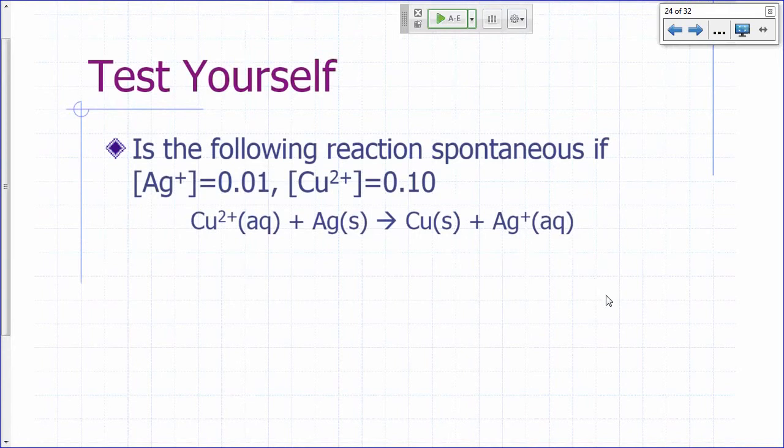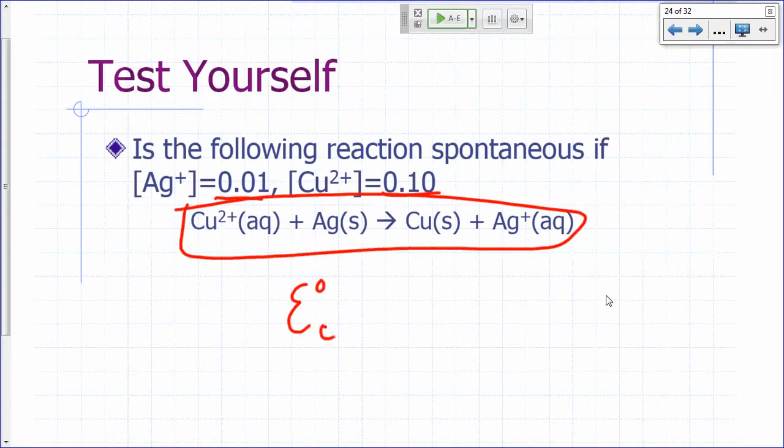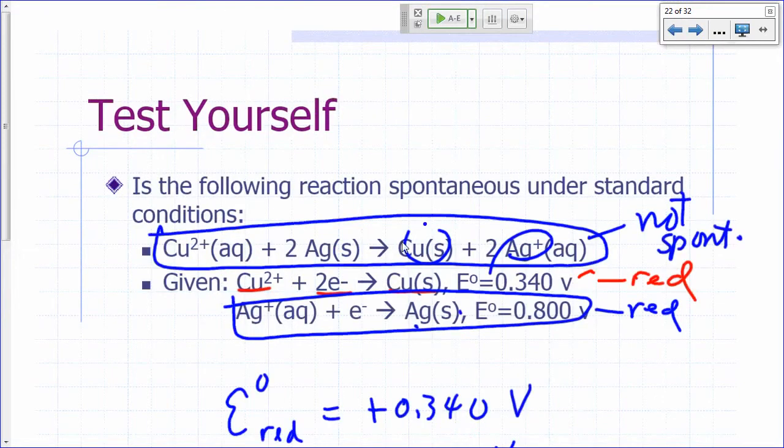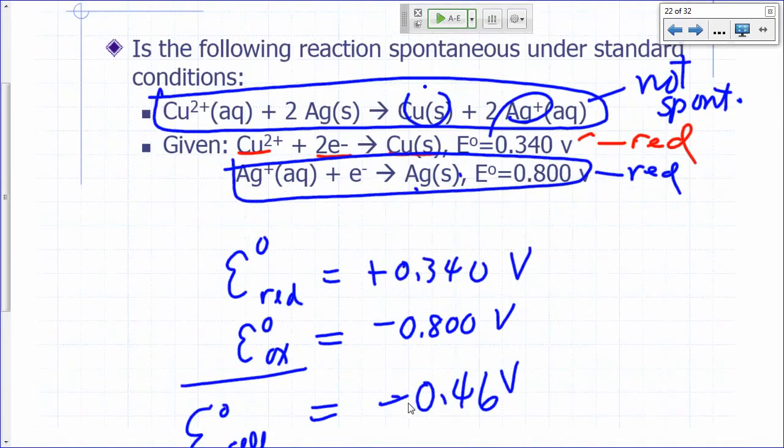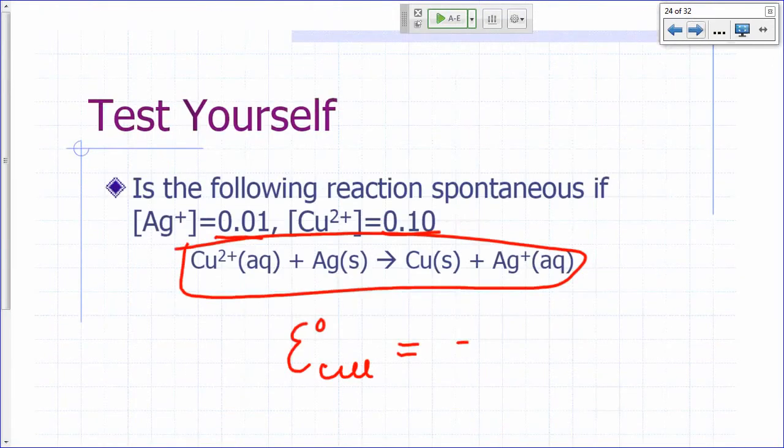So let's predict if this reaction is going to be spontaneous or not. If your silver ion concentration is 0.01 and copper is 0.1, let's assume those are your activities. What do we need to do here? What did we say was the standard cell potential for this? We did this earlier, copper plus silver ion. We knew it wasn't spontaneous under standard conditions, and we found that standard cell potential to be negative 0.46 volts.